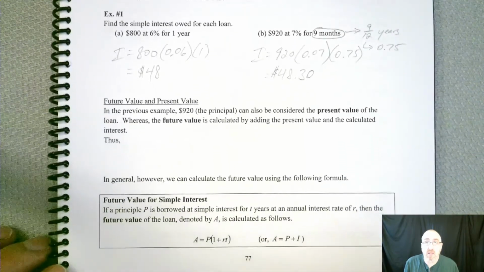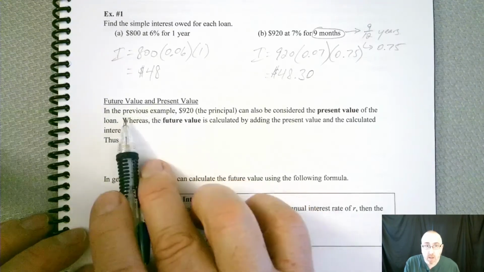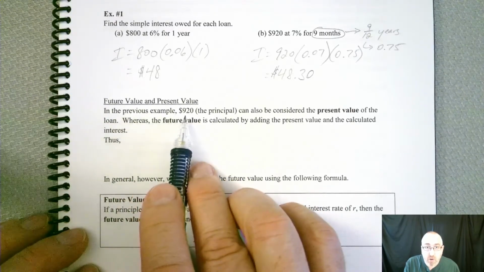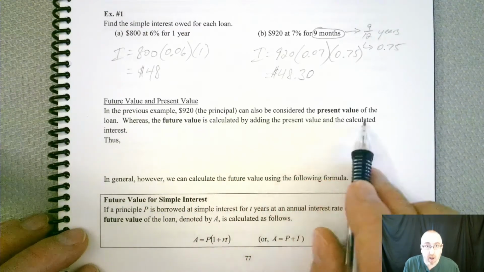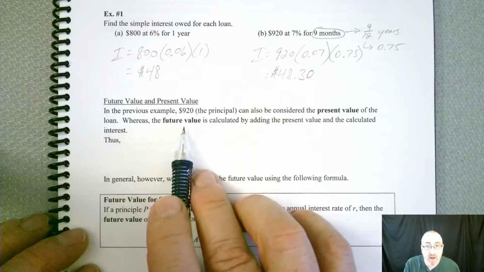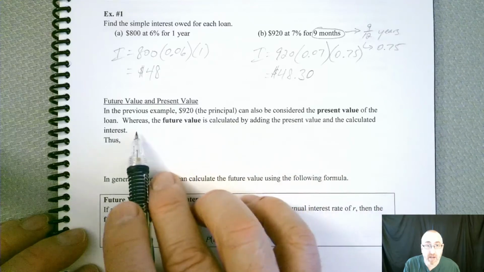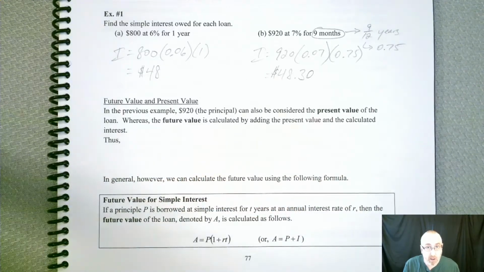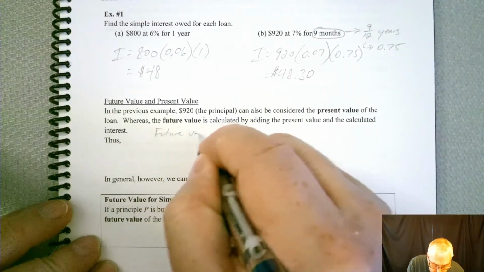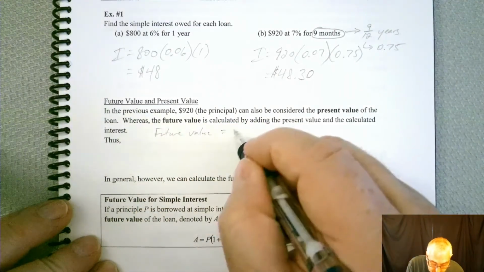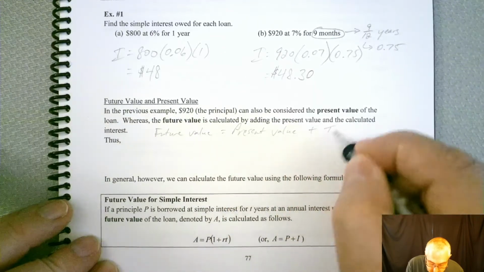Okay, so let's look at some more terminology, future value and present value. In the previous example, $920, which was the principal, can also be considered the present value of the loan, whereas the future value is calculated by adding the present value and the calculated interest. Thus, well, let's see what happens. If we wanted the future value, it's going to be equal to the present value plus the interest.